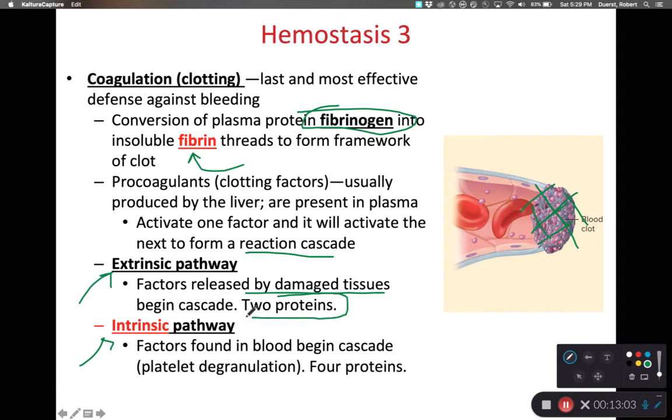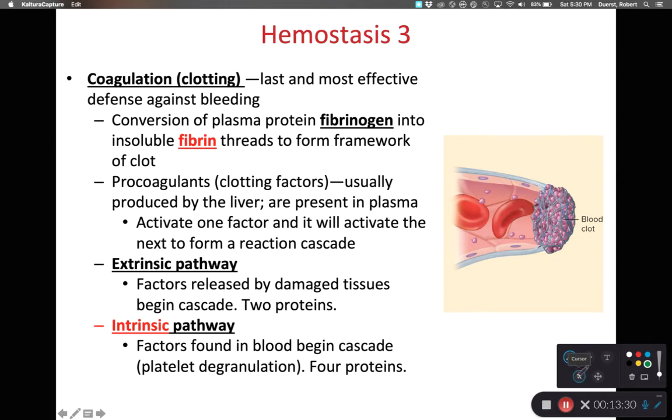Our extrinsic pathway is a 2-protein cascade. And then we have the intrinsic pathway. You can initiate this process of coagulation without physically damaging the tissues of your blood vessels. And that's because of a pathway that's initiated from the inside, the intrinsic pathway. And this pathway involves 4 proteins working together.